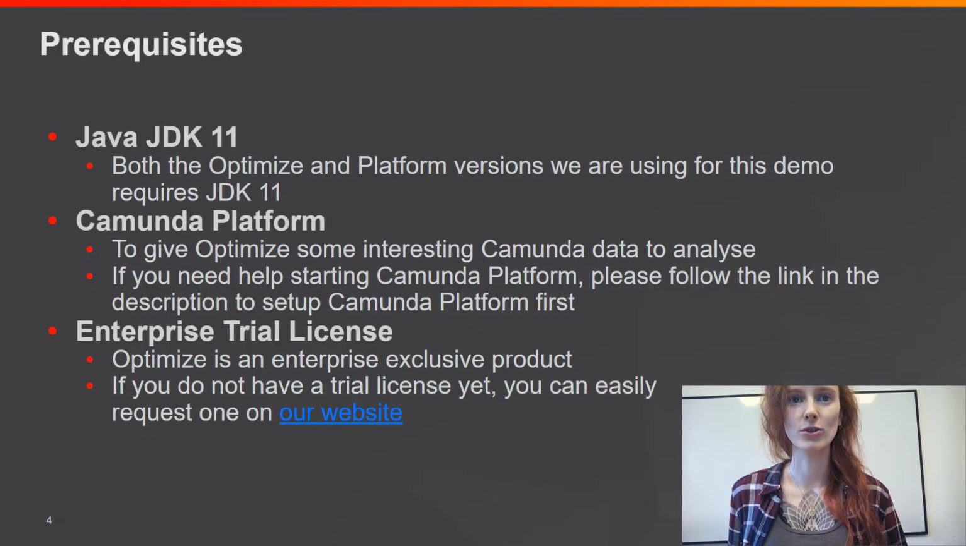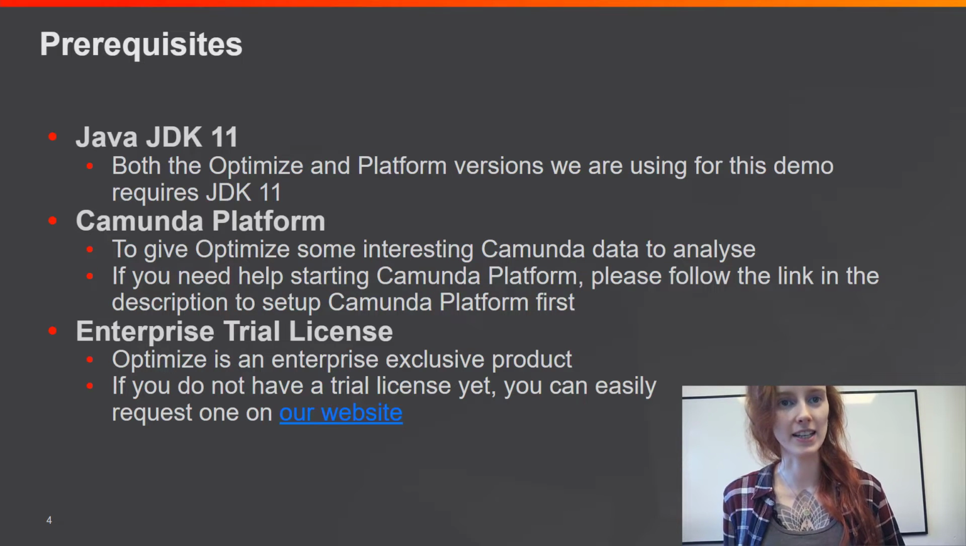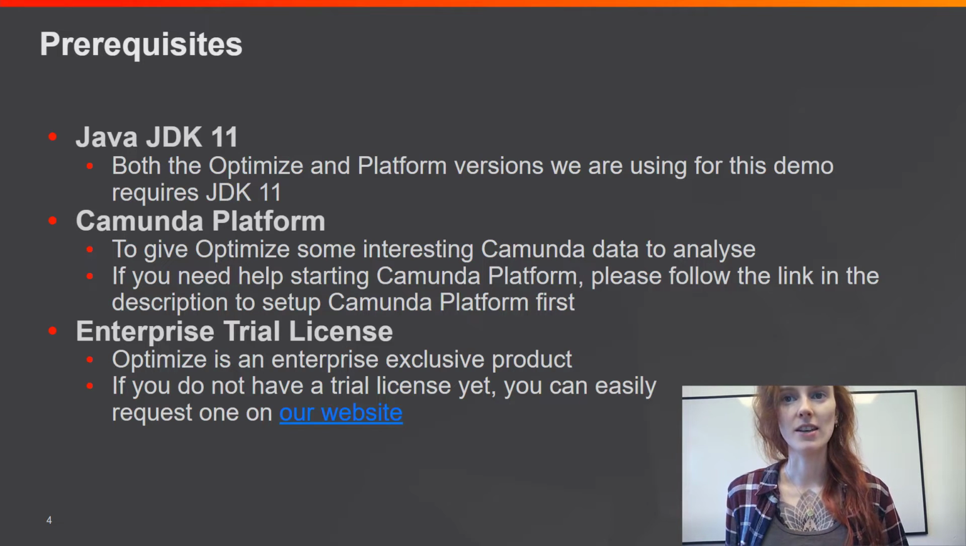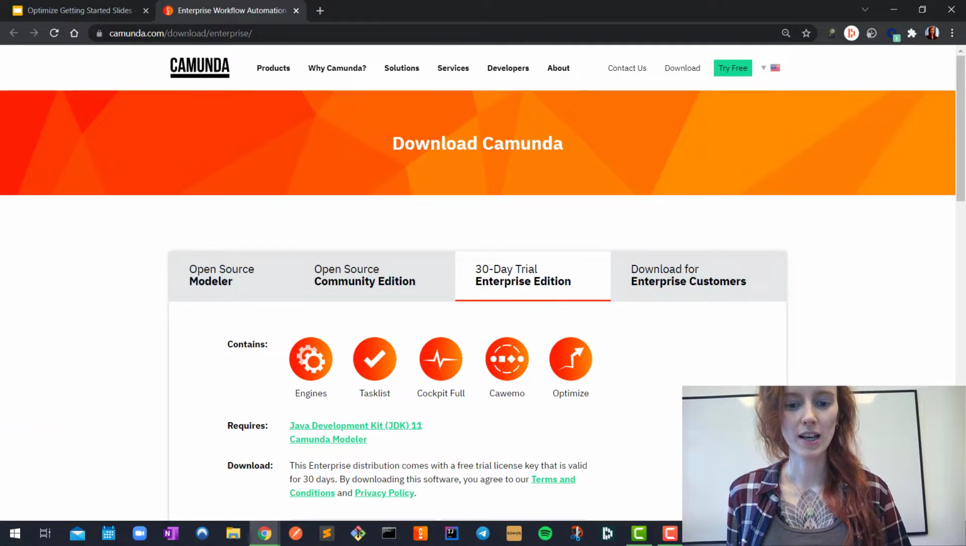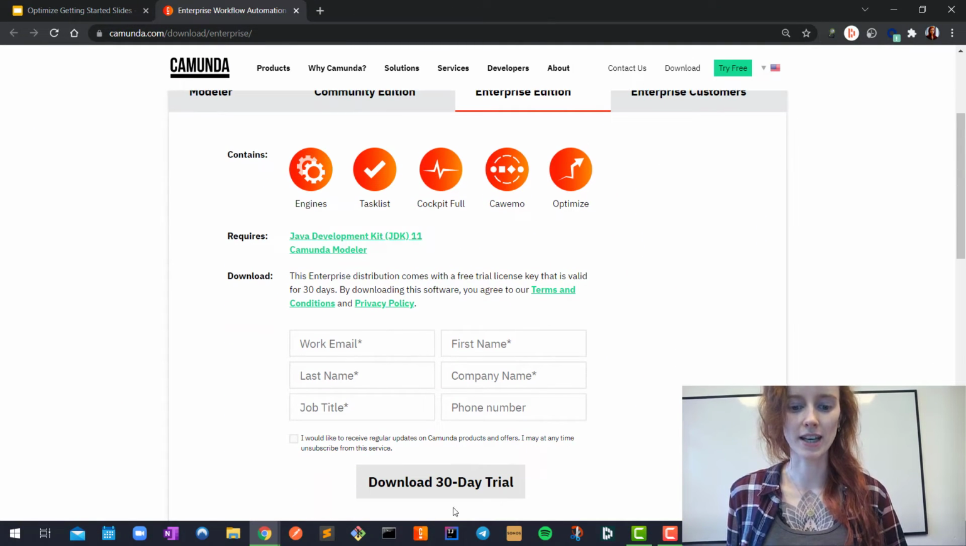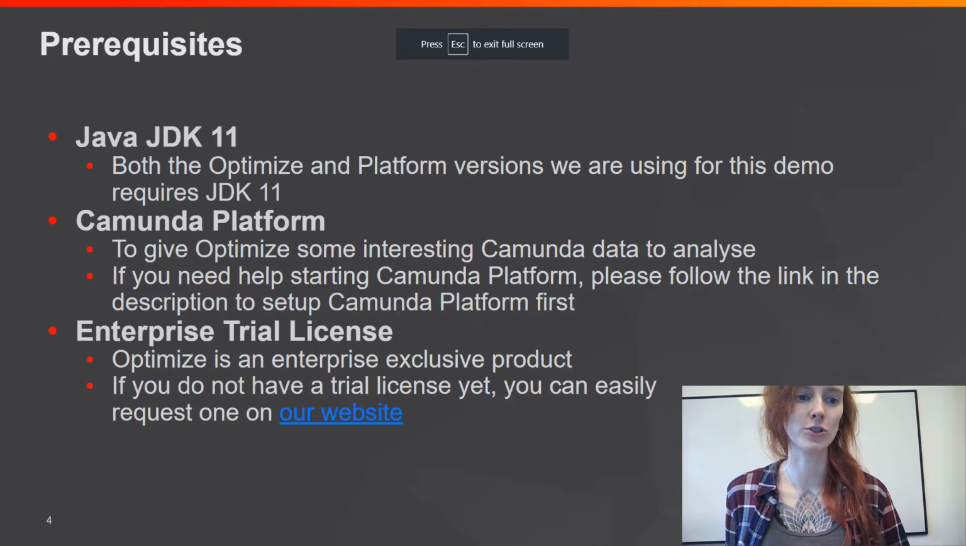And lastly, you'll also be needing an enterprise trial license because Optimize is an enterprise exclusive product. If you don't have one of those yet, do not worry. You can easily request one from our website. Simply go over here. We will also have the link for this in the description. You put in your details, and then we will be sending you an email that has both a 30-day trial license as well as your login credentials, which you'll be needing later to download Optimize.